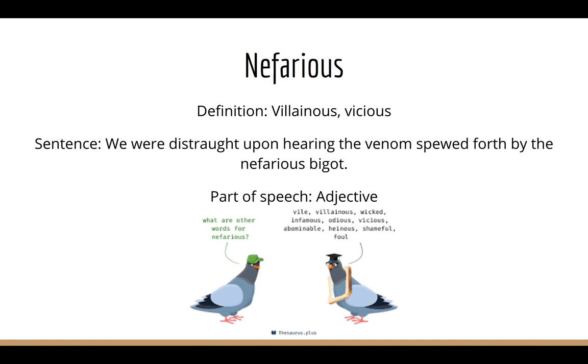Oh my God, that's a lot of new words over there. So spew also means to spit or to eject or to spray. So this nefarious bigot was talking some nonsense, and then we were upset when we heard that. That's the essence of that sentence, isn't it? I think part of speech is an adjective. Some other words for nefarious are villainous, wicked, infamous, shameful, and foul.